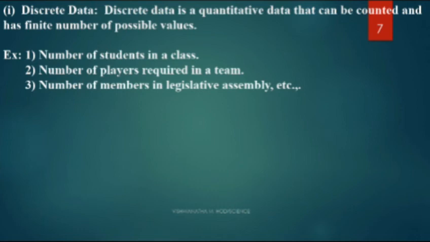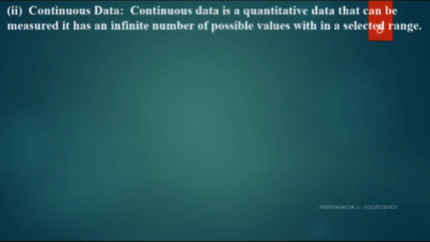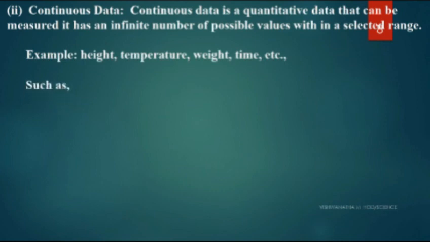So when you collect such finite numbers of counts, that is called discrete data. And now, what is continuous data? Continuous data is quantitative data that can be measured. It has an infinite number of possible values within a selected range. So that means we can collect this data under an infinite number of ranges.